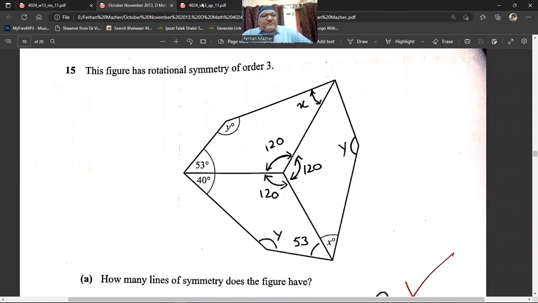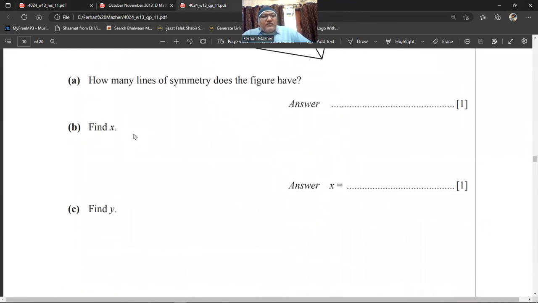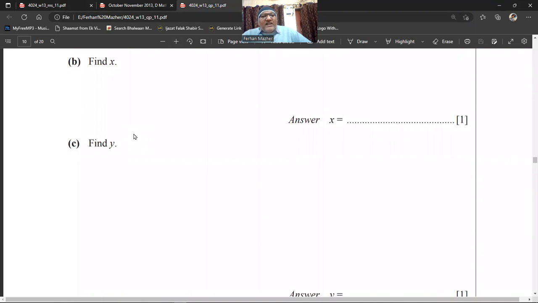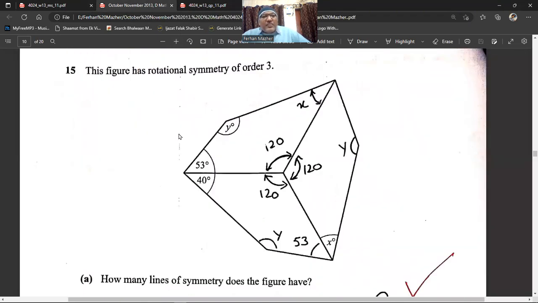Then he says the question is: find the value of x, and then find the value of y. That's the B and C parts. Because this has rotational symmetry of order 3, you see, if this is x, this is also x. And you see this thing will rotate and come here. So that means this x is equal to this 40.